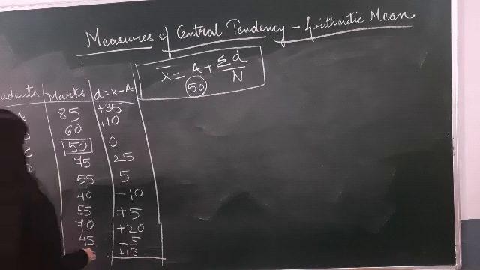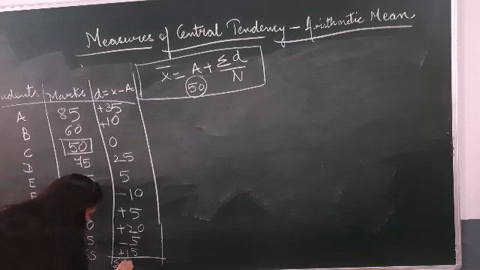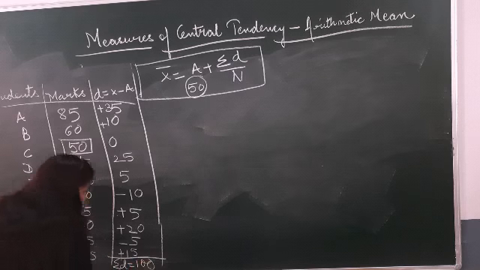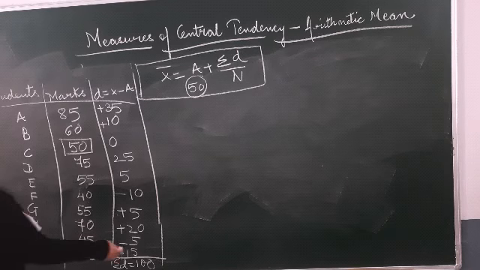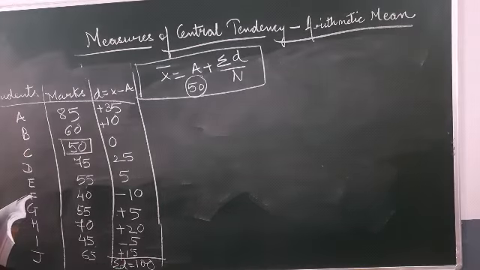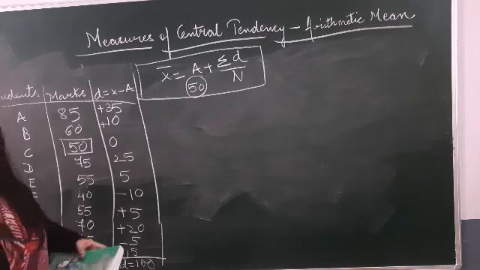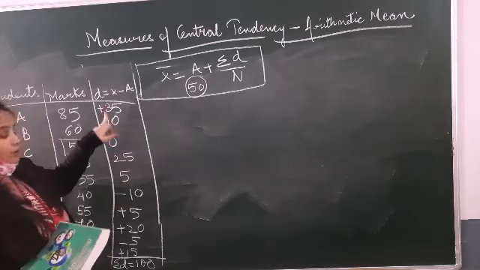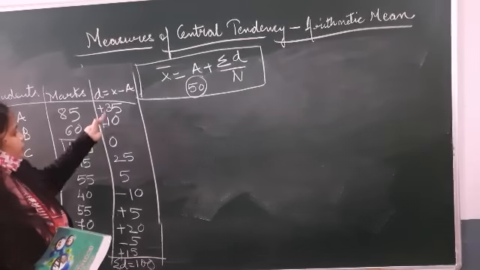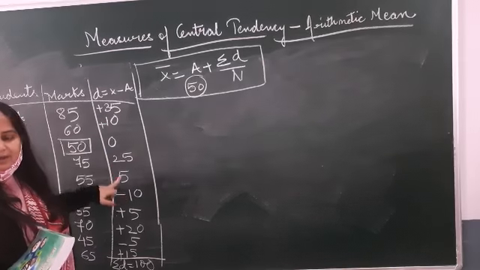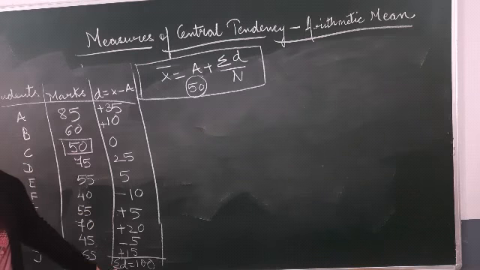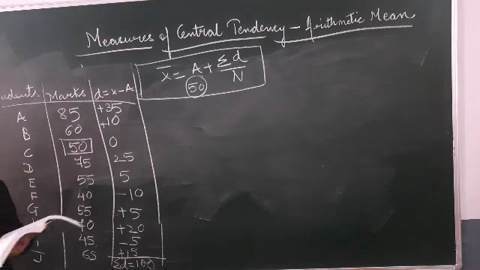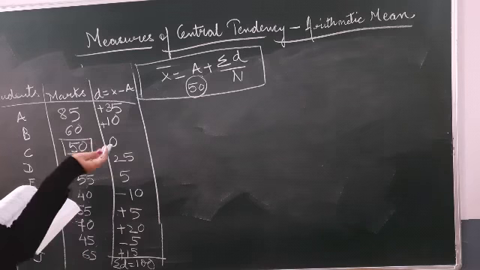How much is the total? Sigma D is equal to 100. This will come when you take the total. The answer is already given in the book, but in case in the exam it is not given, you have to total it. You add up 35 plus 10, 45 plus 25. Like this you will do, and wherever it is minus, you will subtract also. So sigma D will be 100.